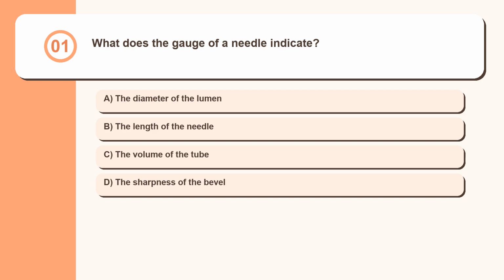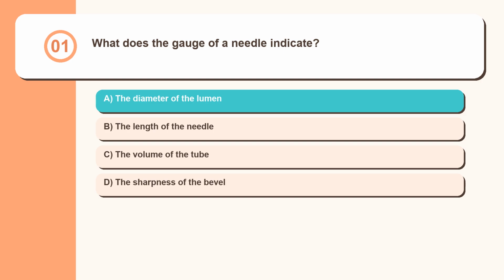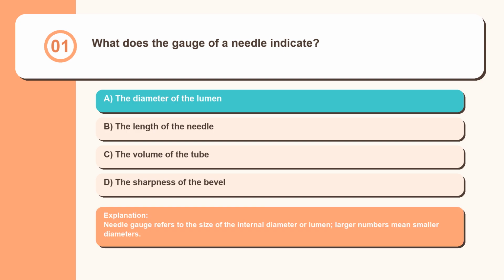Question 1. What does the gauge of a needle indicate? The diameter of the lumen, the length of the needle, the volume of the tube, the sharpness of the bevel. Needle gauge refers to the size of the internal diameter or lumen. Larger numbers mean smaller diameters.